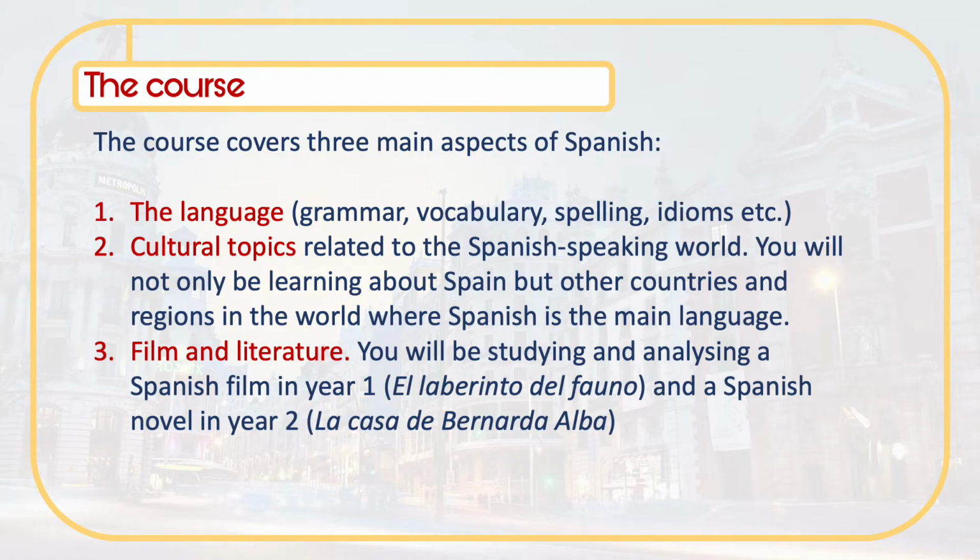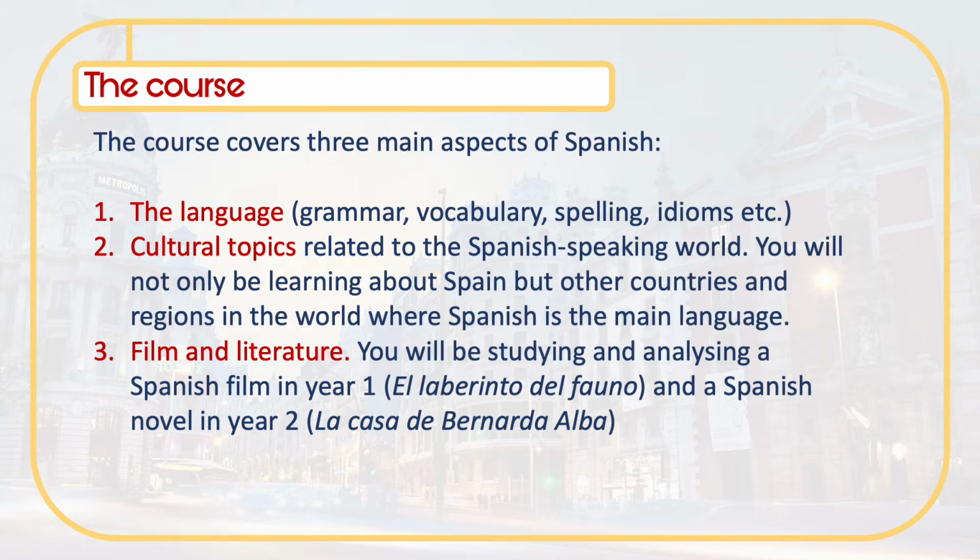So what is the course about? The course covers three main aspects of Spanish. Of course, the language, which is important. The grammar, the vocabulary, spelling, idioms, and other aspects of the language. You have already had a lot of contact with this throughout your GCSE course. However, this language will not be studied on its own. It will be embedded into different cultural topics related to the Spanish-speaking world, not necessarily just Spain, but other countries where Spanish is the main language, that you will find, I think, particularly interesting.